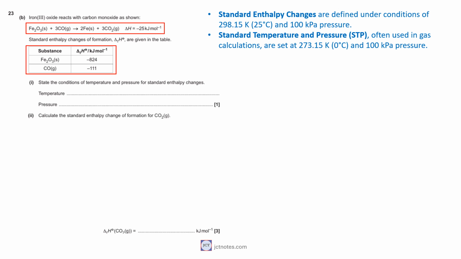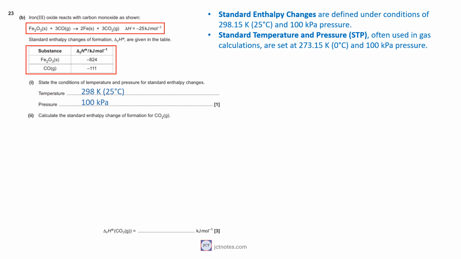The answer for the temperature is 298.15 Kelvin. The mark scheme rounds this number to 298 Kelvin, or 25 degrees Celsius, and for the pressure is 100 kilopascal. The marking scheme allows values of 101 kilopascal, 1 atmosphere, or 1 bar. Before 1982 the accepted value was 1 atmosphere of pressure.